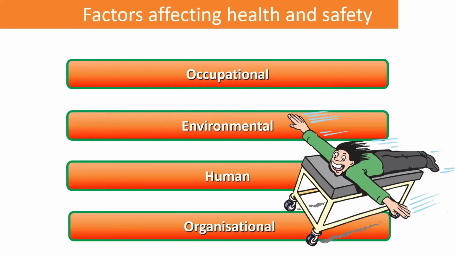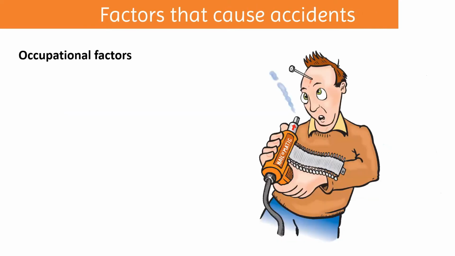So occupational, what is the job that people are doing? So how much risk are they at because of the job that they're doing? So if you're asking people to work face-to-face at the moment from a COVID point of view, then that's not good. Environmental, we're looking at the place where we work. Human will come into an organisational. So just explore those a little bit more.